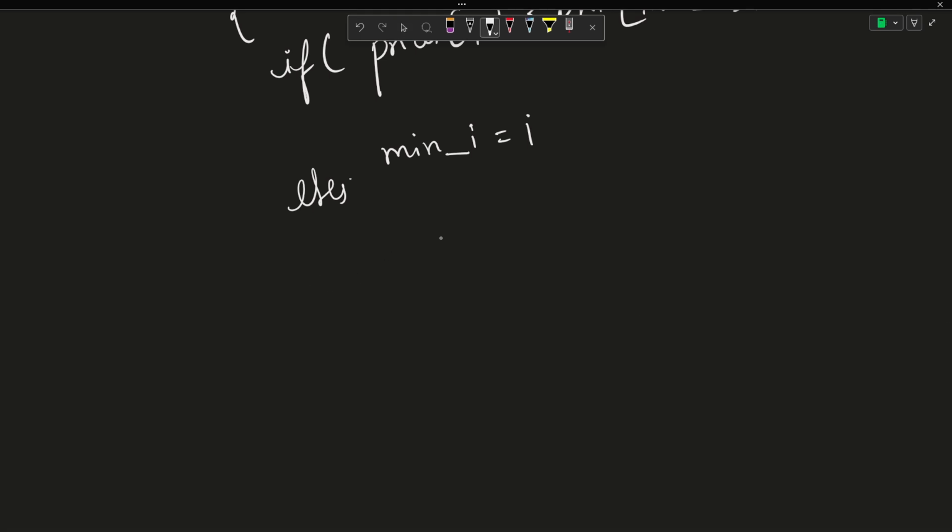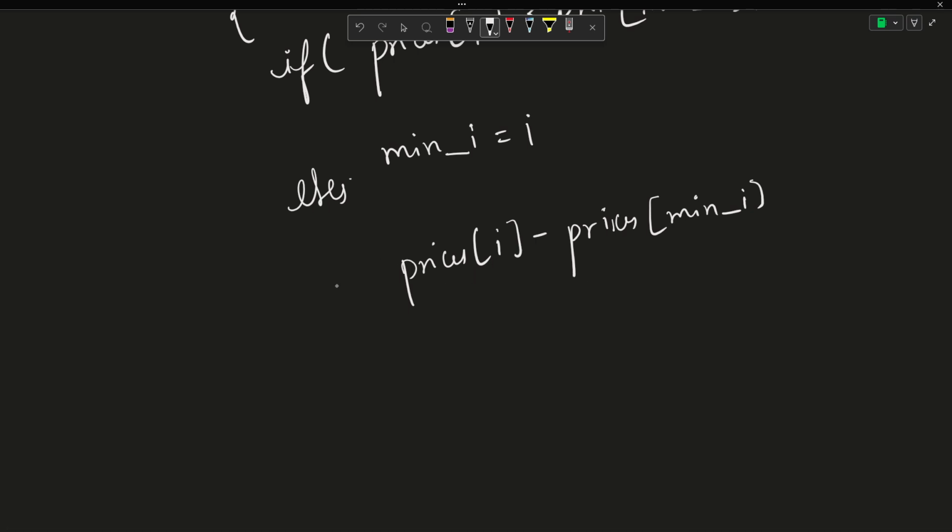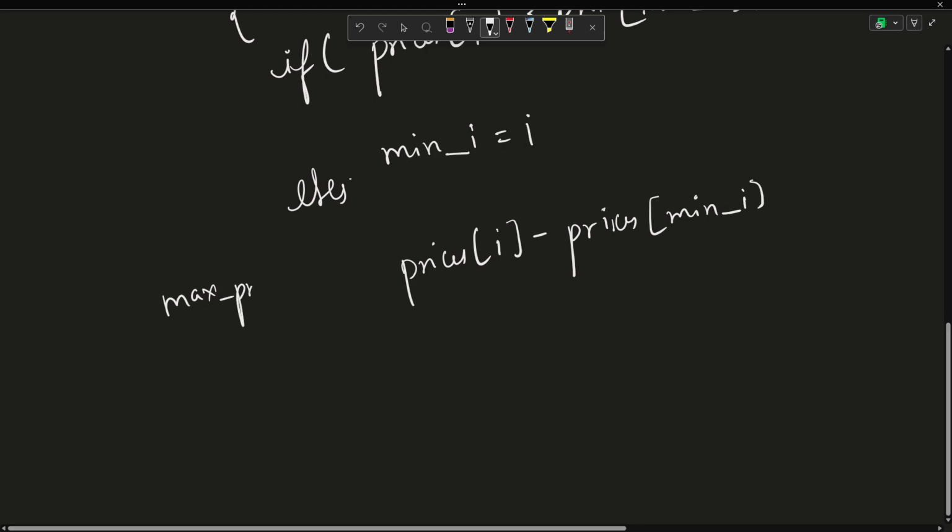How much profit can we make? We can make prices at whatever the current price we are at, minus prices of min I, right? This is the profit we can make. So we need to find out, is this the maximum profit? How can we check it? We can say the max profit is equal to, so we will update this max profit if it is maximum, right?